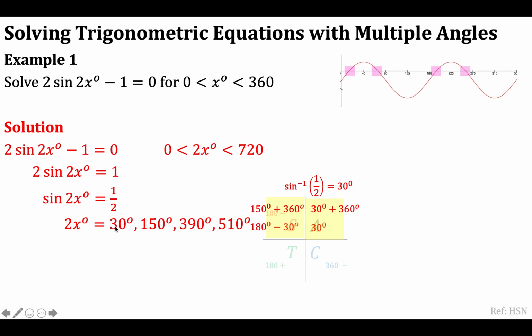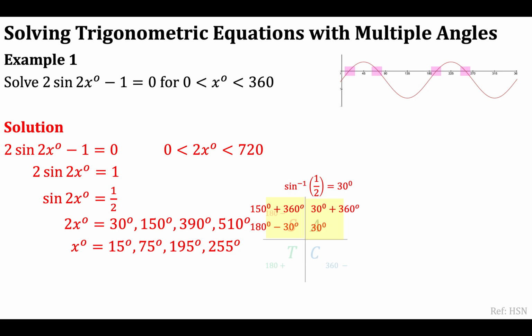Likewise, if I had to subtract 360, because remember the sine graph goes all the way down to negative infinity as well. So say I had to subtract 360 from this 30, that would be minus 330 as an answer. But actually it's not an answer, because it would be outwith the range because it's less than 0. So I've got my 4 answers here. I now need to divide through by 2, which gives me 15, 75, 195 and 255.